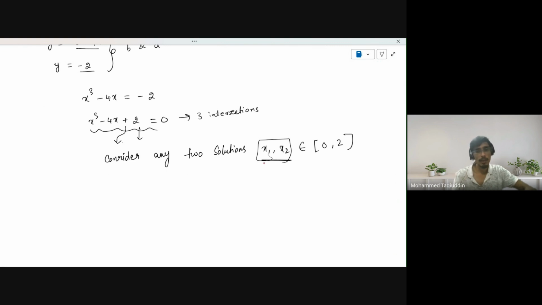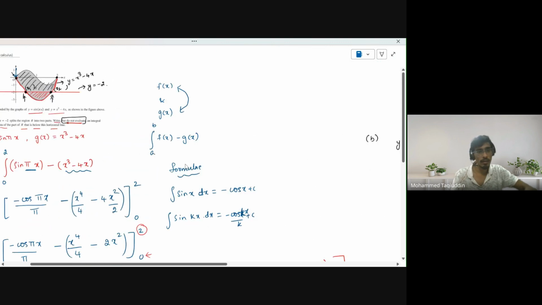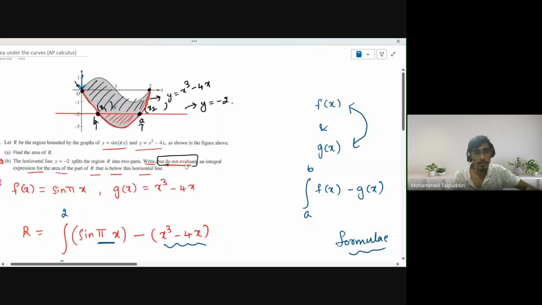Now let's say x1 and x2 are the two x coordinates at the two different intersections. I'm not interested in y, because x1 and x2 are enough. Now I am going to define this new region which they have asked in question number B. How I'm going to do it is very simple.